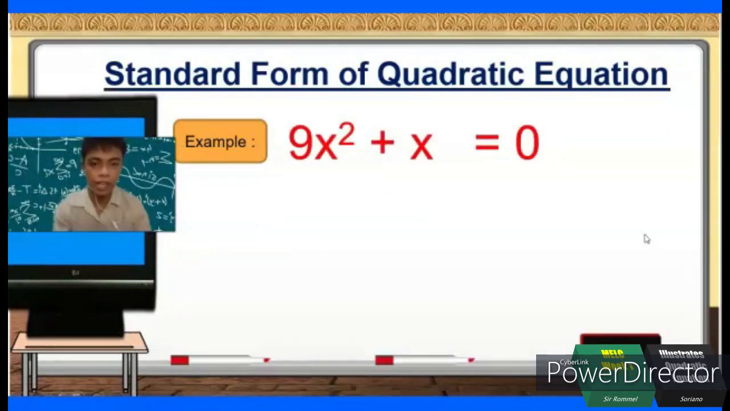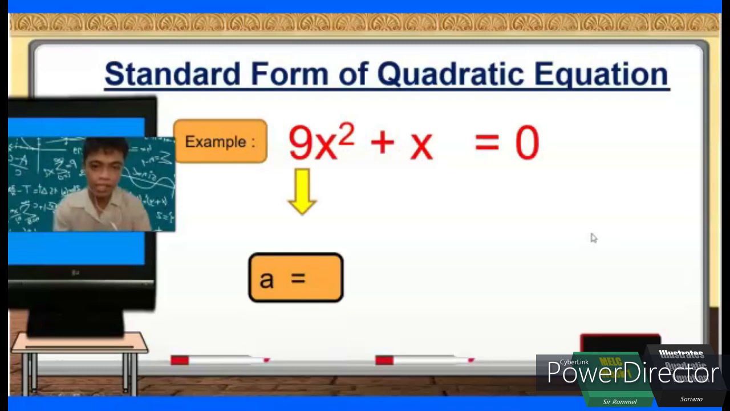9x squared plus x is equal to 0. Okay, nauna ba ang quadratic term? Okay, good. How about the linear term? Okay, so wala tayo ulit nakikita na numerical sa linear term. So alam natin kung ano magiging numerical. How about the constant term? Meron ba kayong nakikita? So, wala. Ibig sabihin, pag walang constant term, ano kaya magiging value ng C?